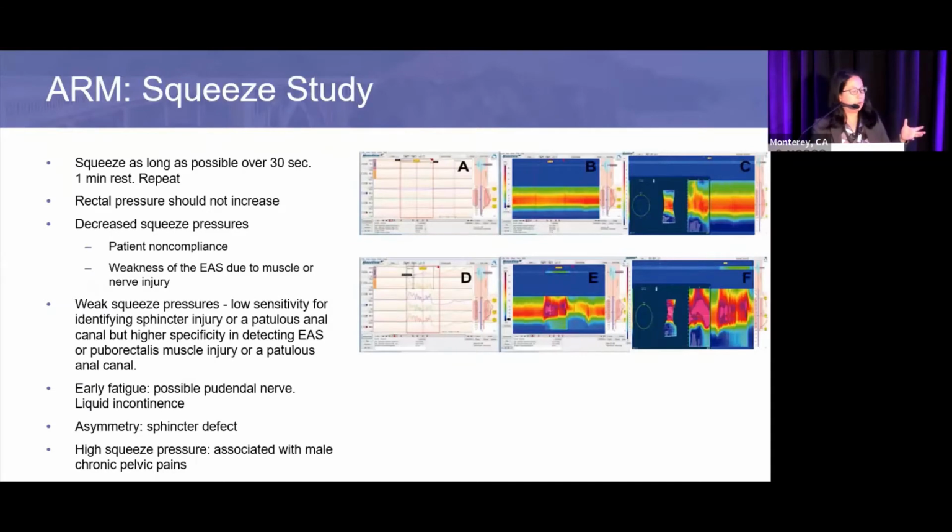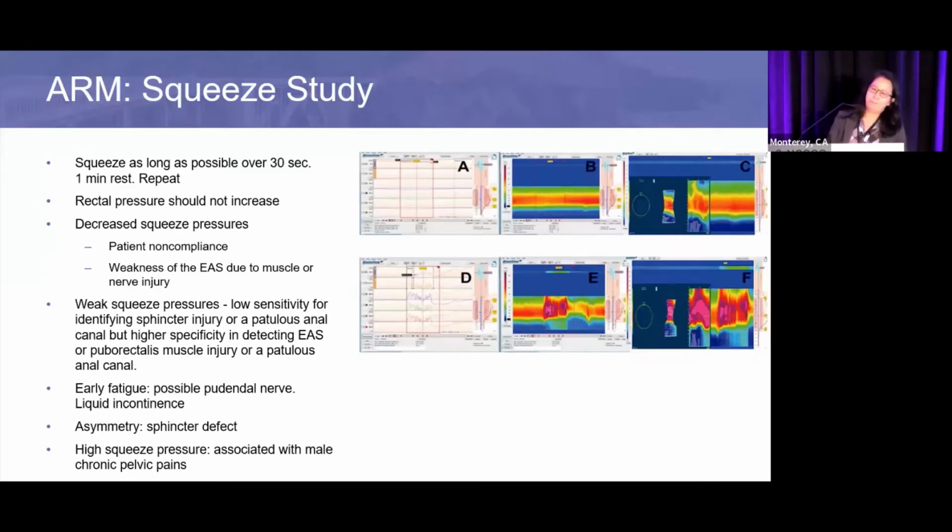Next thing that we look for is squeeze study. This is testing for their muscle contraction strength. So we have the patient squeeze as long as possible for 30 seconds, 1 minute rest in between, and then repeat. The rectal pressure should not increase because we just want them to contract the sphincter muscle, not the abdominal muscle or anything else. Now, sometimes you see this low squeeze pressure, commonly it's actually patient non-compliance.